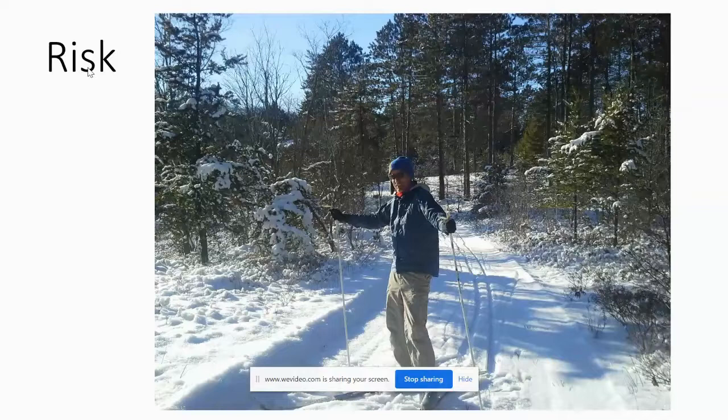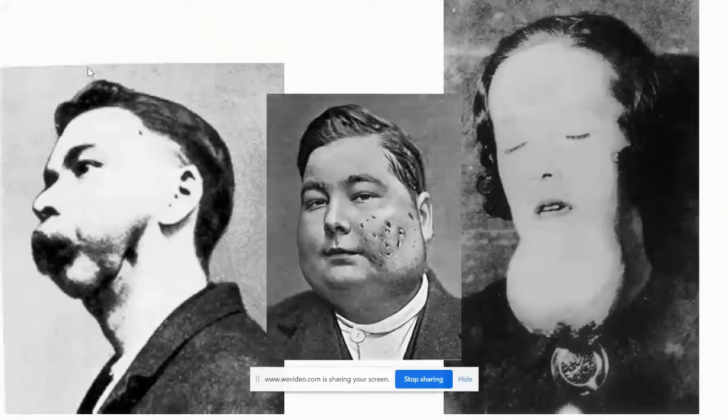Things like snow conditions, exposure, things like that, but he knows what he's doing and he's dressed appropriately other than the outdated ski poles. Here's an example of risk.